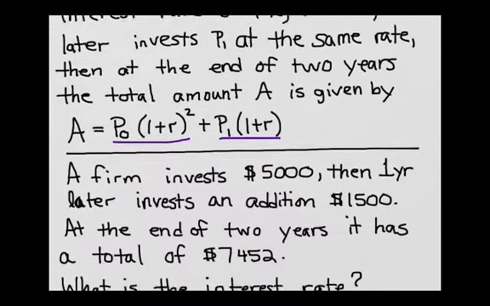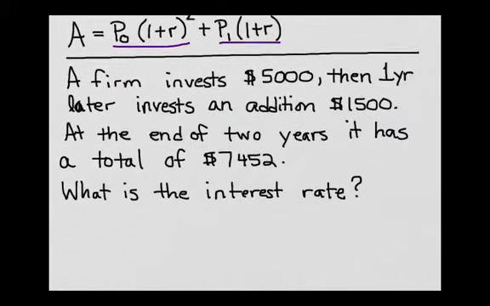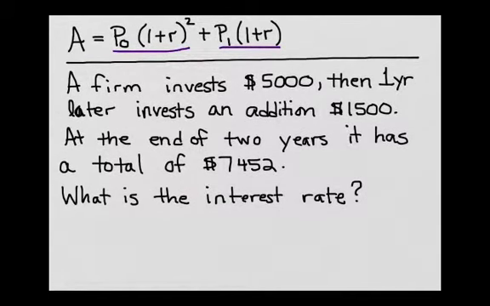So now comes the actual problem that's stated on MyMathLab. A firm invests $5,000, then 1 year later invests an additional $1,500. At the end of 2 years, it has a total of $7,452. What is the interest rate? So let me do that so that we can still see that formula at the top. We're going to go ahead and substitute the information we're given into the formula.